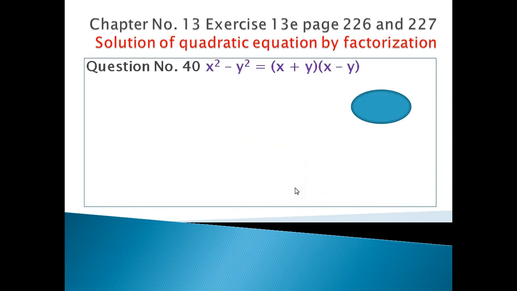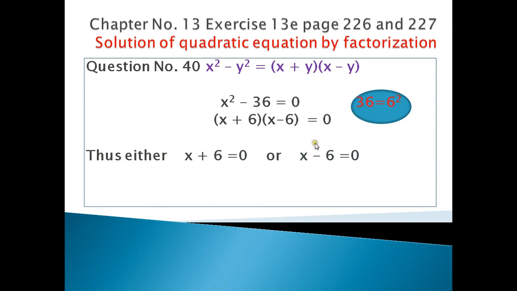See the next question, question number 40. Similar formula. Now this 36. 36 means 6 square. So what will be the factors? x plus 6 and x minus 6. So now x plus 6 equals 0, x minus 6 equals 0. So you can see the answers. The answer will be x equals plus 6 and minus 6.